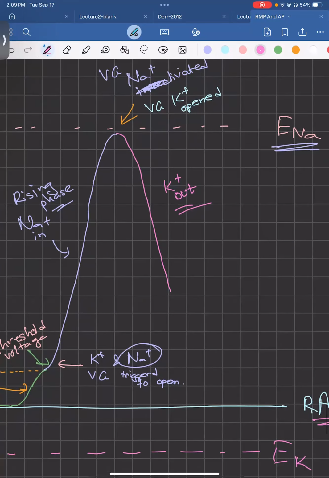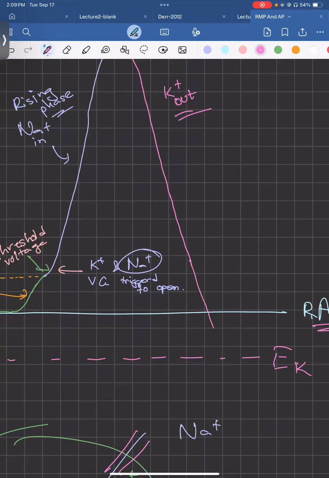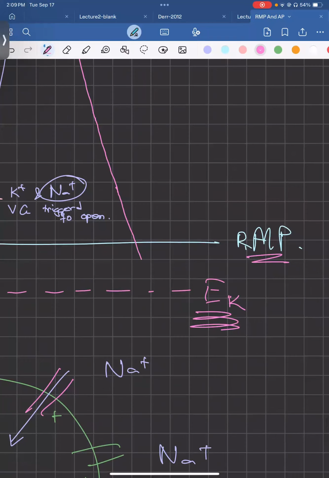They become more and more negative. Cool, getting very negative. Where do they want to go? Remember, potassium wants to go here. They want to go closer to the equilibrium potential of potassium. They want to go around -90, right?